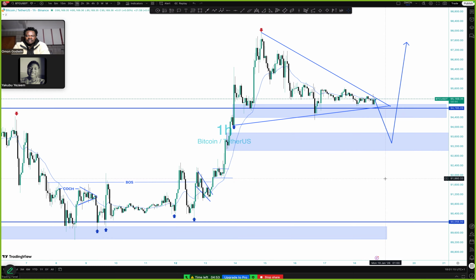If you can have access to two phones, it's also okay, because look at my phone now. Let me show you guys something. This is TradingView on my phone.